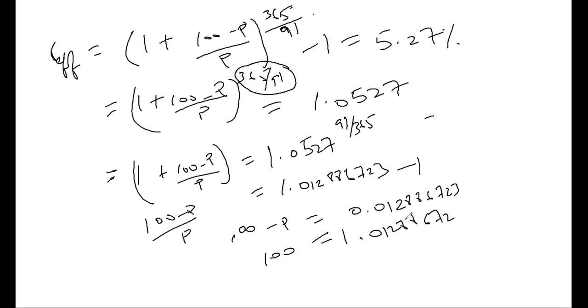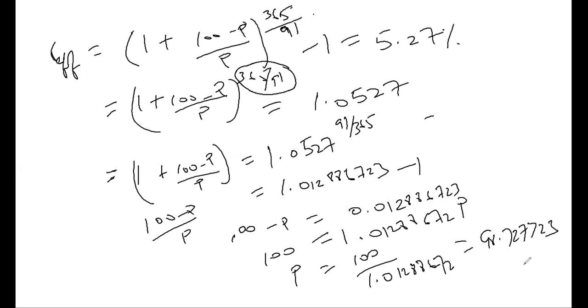So why did we not get the correct number? P. Right. 100 over 1.012886672, which gives us 98.727. That's my number. 98.727723. So that would represent the price, right?